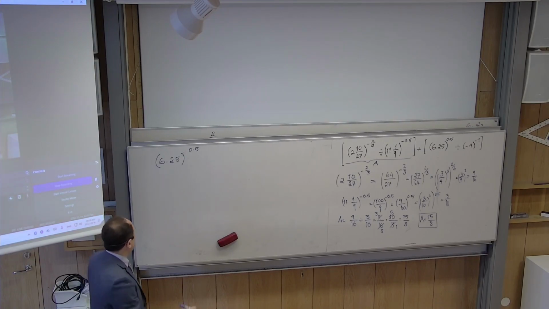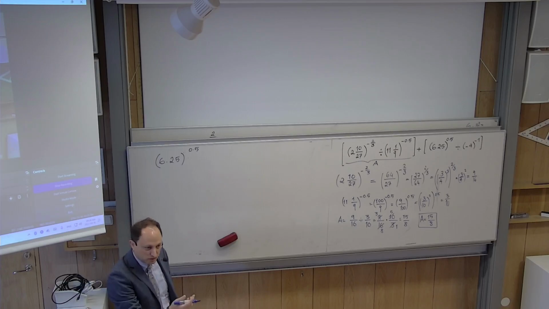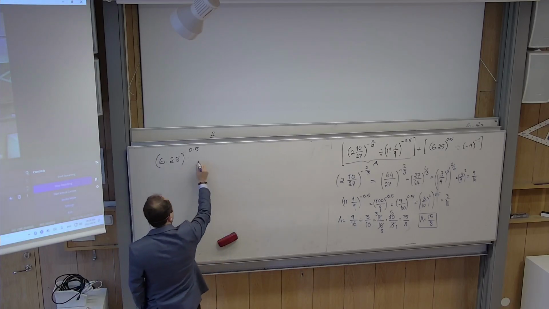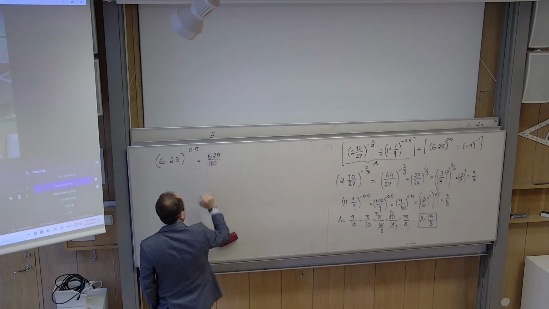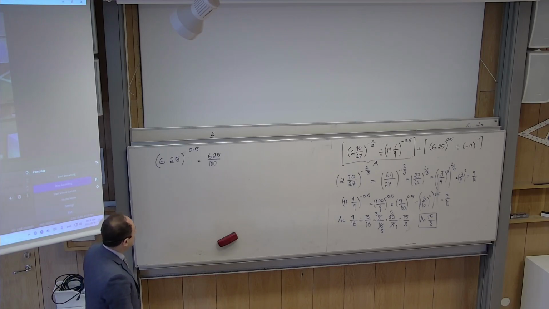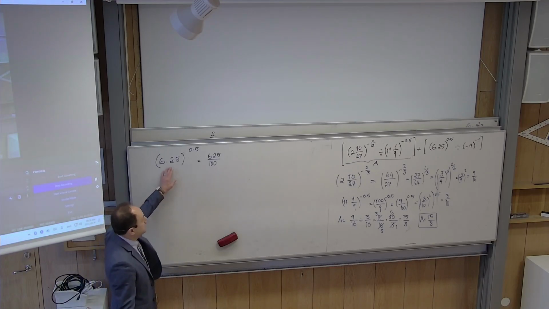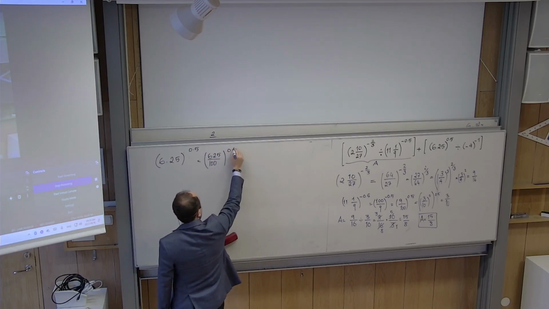Yeah, that's one way. So 6.25. Working with decimals is not very good because the numbers are big. So this one you can write as 625 divided by 100. Do you agree? Because 625 divided by 100 is the same number. And then you want to raise it to the power 0.5.